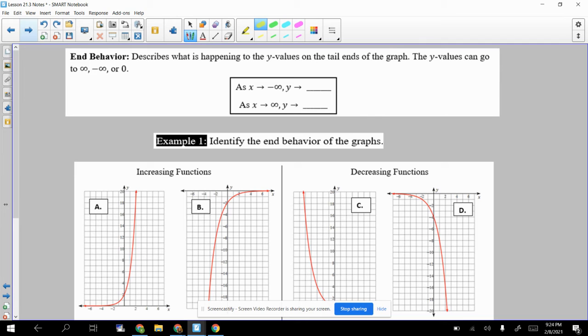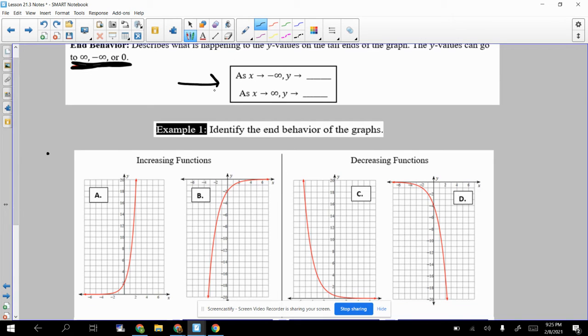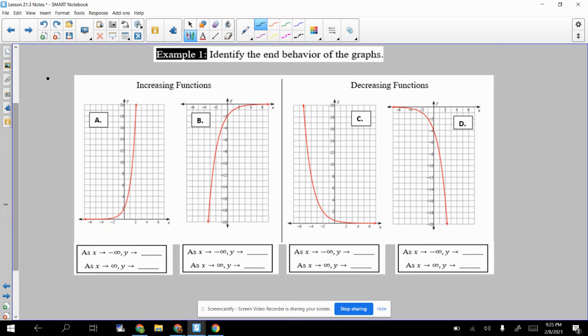Basically, before we used to only see end behavior that approached negative infinity or positive infinity. But now that we have horizontal asymptotes, your end behavior can also approach a number. So in this case, it can also approach 0. Remember, your end behavior describes what is happening to the y values on the tail ends of the graph. And now the y values can go to negative infinity or positive infinity still, but also 0. And remember, this is the notation, and it's always set up that way. So I've actually went ahead and included those down below.